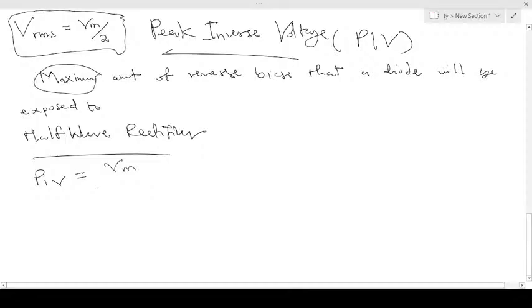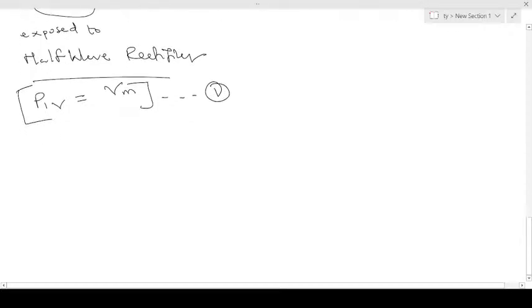The reasoning for this equation is that when the diode is reverse biased, there's no voltage across the load. Therefore, the secondary voltage, Vm, is what will appear across the diode. So the maximum amount of reverse bias will be the same as the secondary voltage, because only the secondary voltage will be applied across the diode.